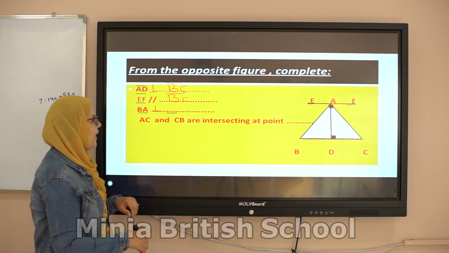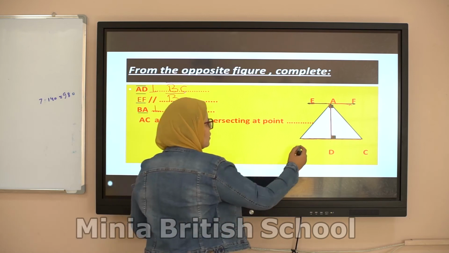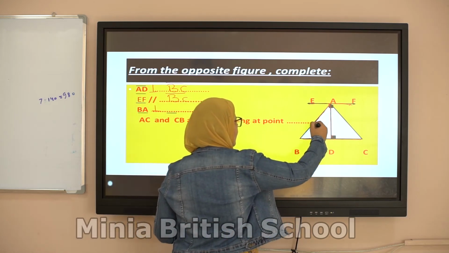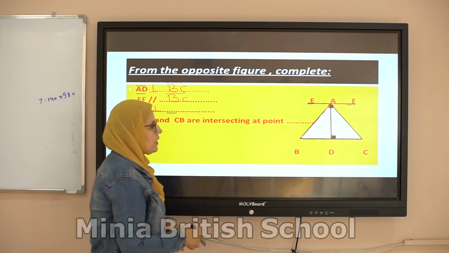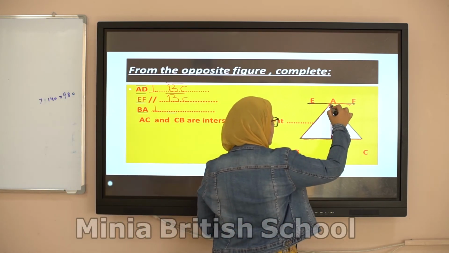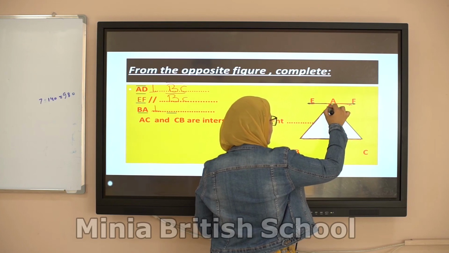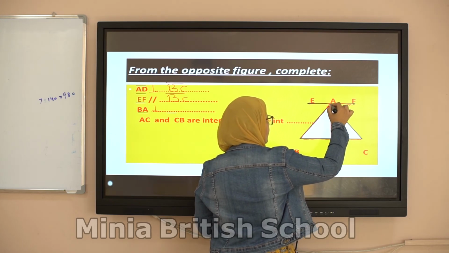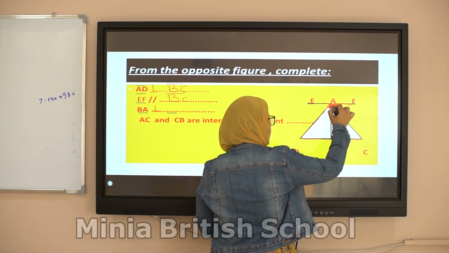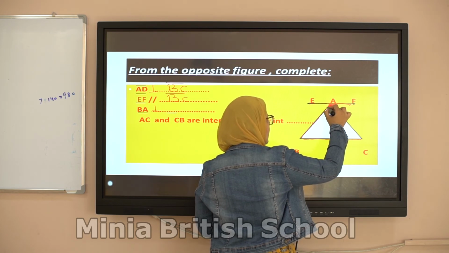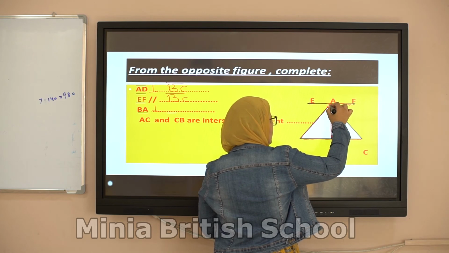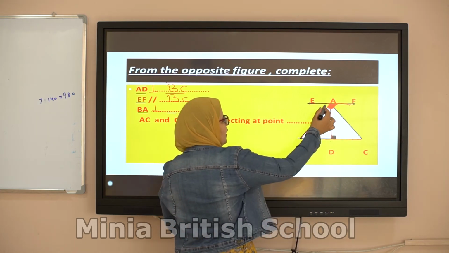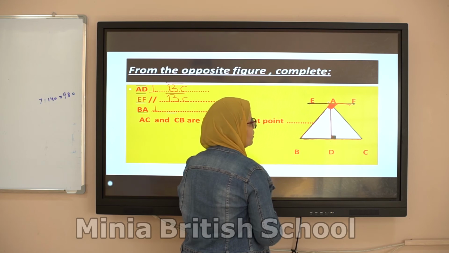The third one, BA. Where is BA? This one, BA. Perpendicular on what? Here actually we have another square. It must be like this. So when you see a square like this, it means perpendicular. This is the sign of perpendicular. So BA, perpendicular on what?